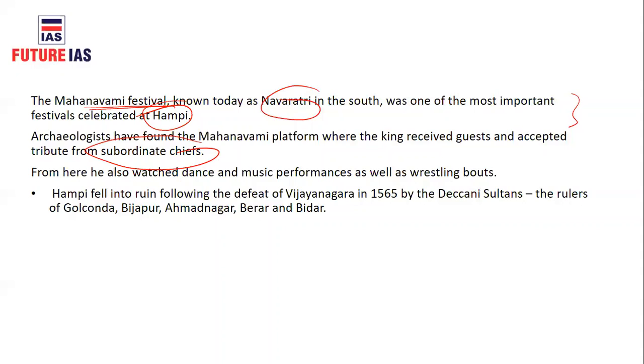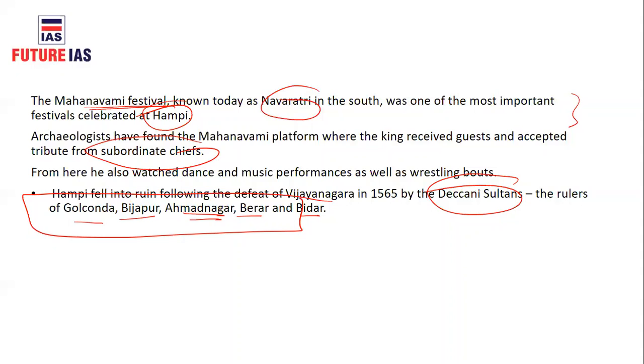And ultimately, Hampi fell into ruins after the defeat of the Vijayanagar Empire by the Deccani Sultans. These Deccani Sultans were the rulers of Golconda, Bijapur, Ahmednagar, Berar, and Bidar, combined called the Deccani Sultans. They were the stronger sultans who defeated the Vijayanagar Empire, and Hampi fell into ruins in 1565 AD.